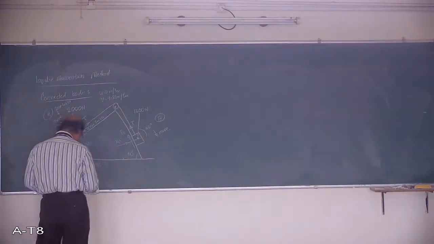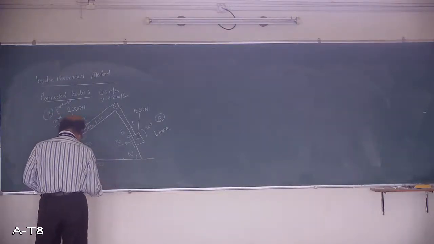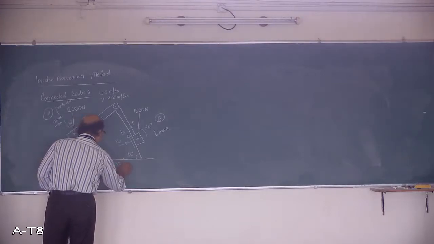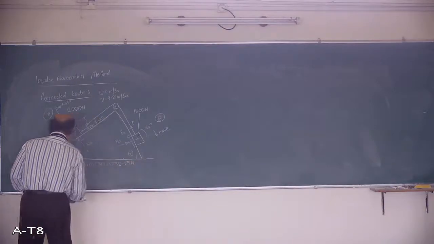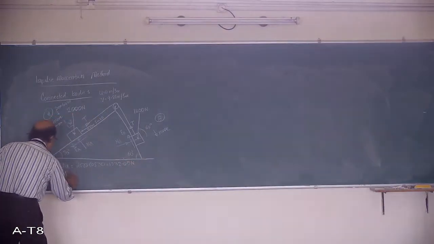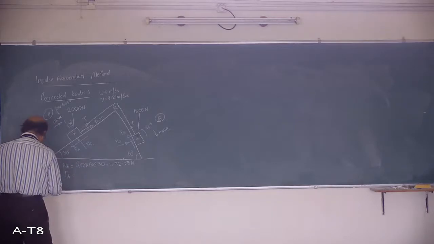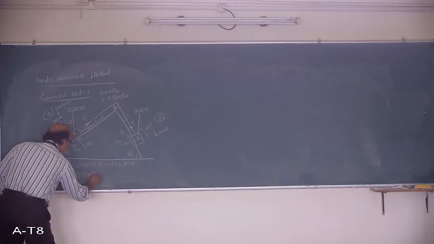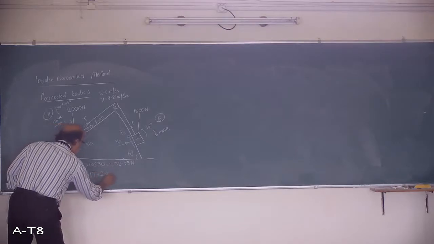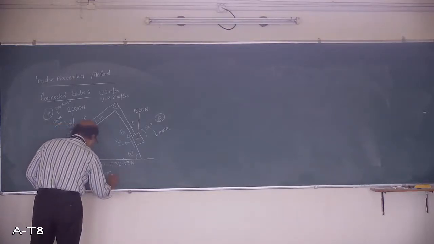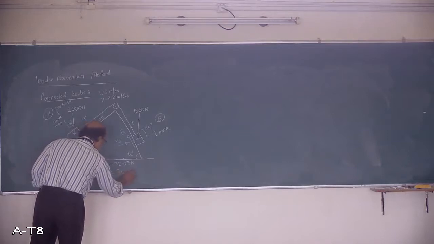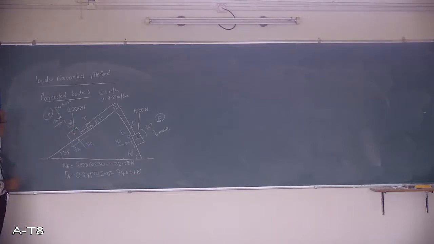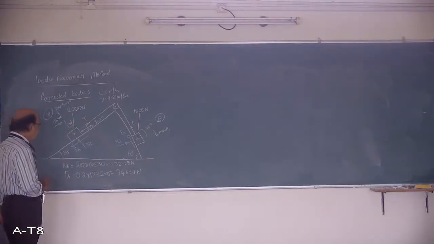So this one is 1732.05 Newton, and Fa is equal to, they have given you mu for all the bodies is 0.2, into 1732.05, we will get 346.41 Newton. One friction force I got for block A.